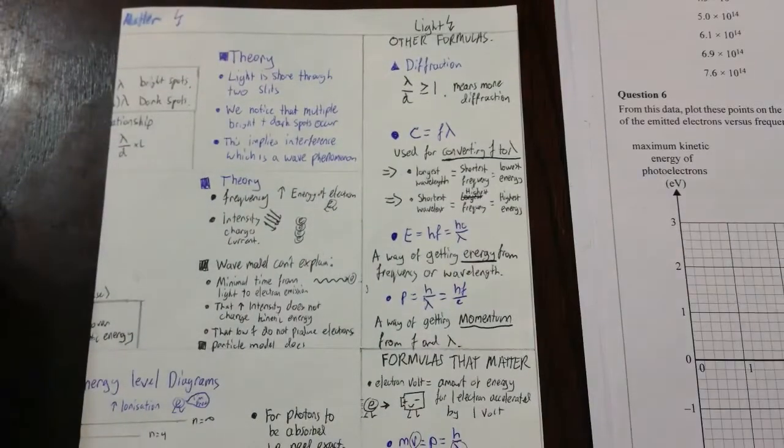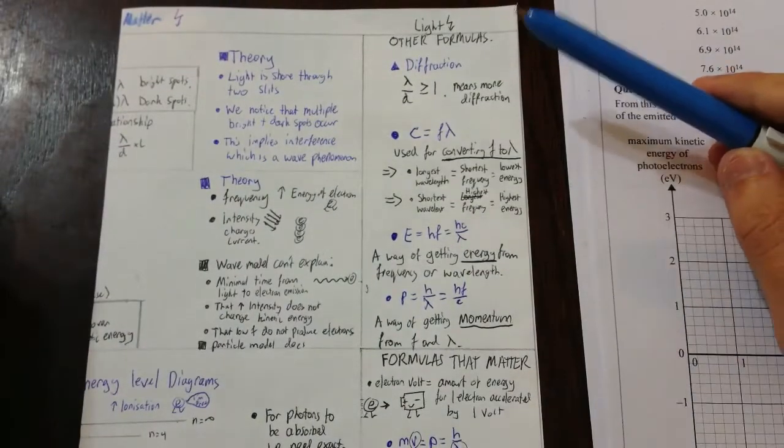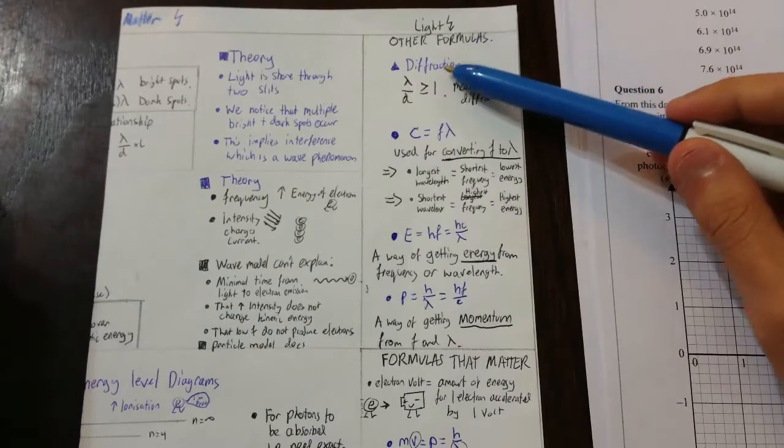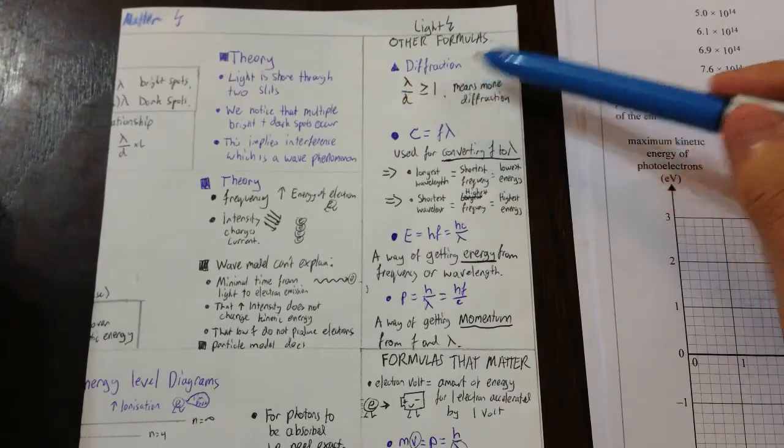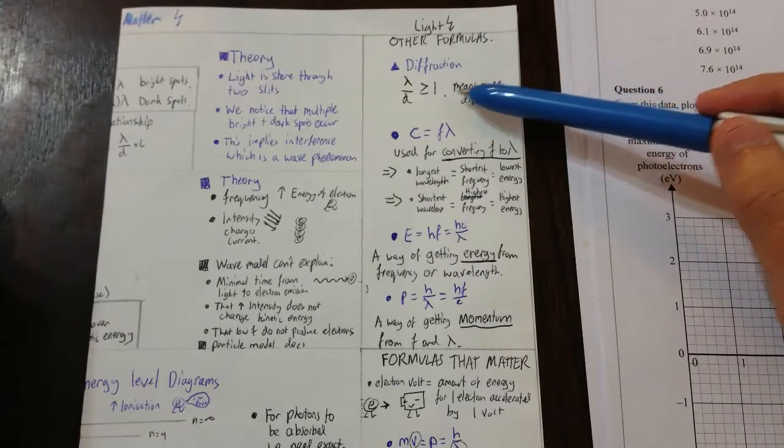So now I'm just going to quickly go over the formulas. Light's other formulas. So the fraction, you should know that the wavelength over the distance is greater than or equal to 1 means more diffraction will occur.